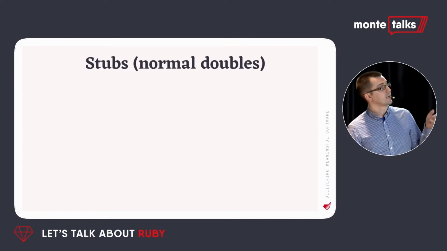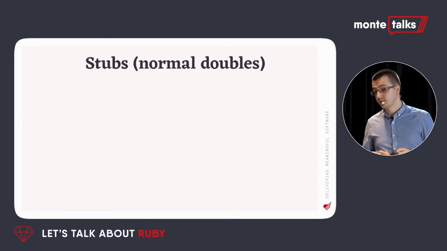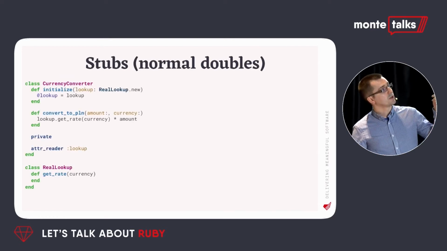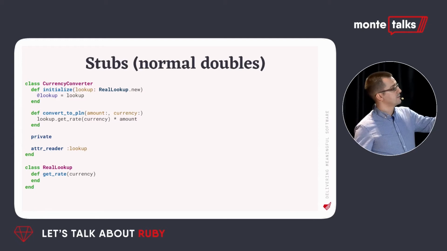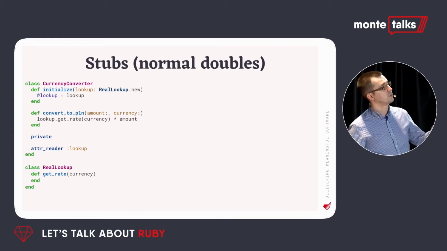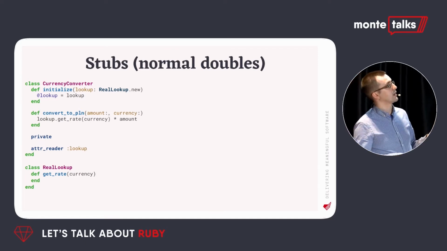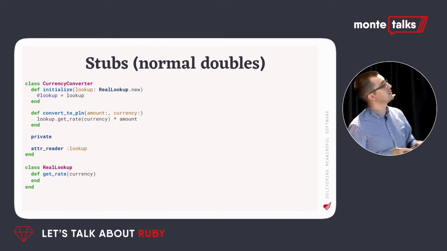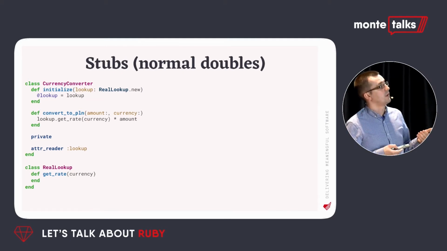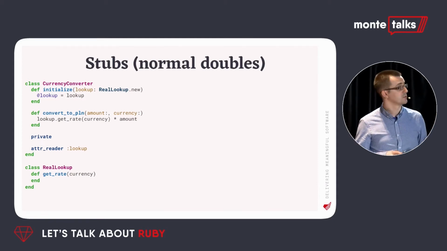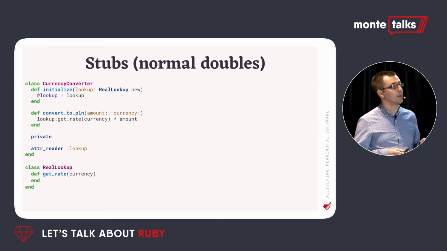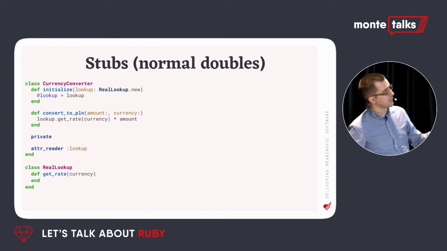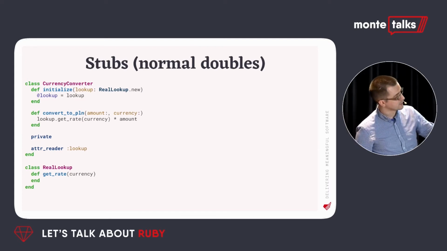Let's start with stub. So regarding the previously shown classification, here we want to deliver a simplified version of a real object, right? In order to do it, we will go with the double offered by RSpec. On the left side of the screen, you see a class which will be under test. Here is a currency converter. As you see, there is an initializer which receives an instance of the real lookup, and it has one public method, convert to PLN, with two named parameters, amount and currency. And let's try to test the currency converter. The real lookup class, which is a dependency for the currency converter, has one method, getRate, with a currency argument.